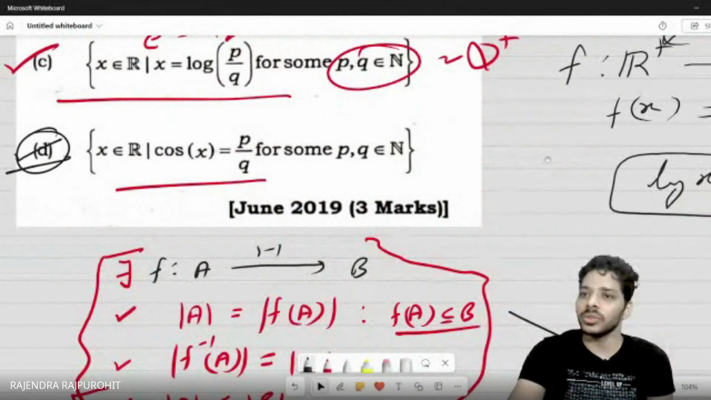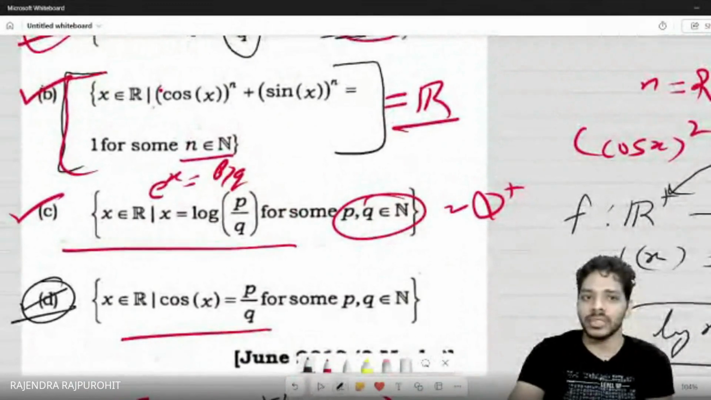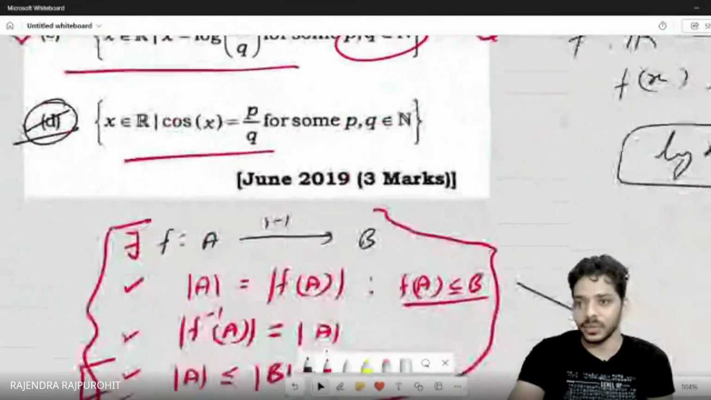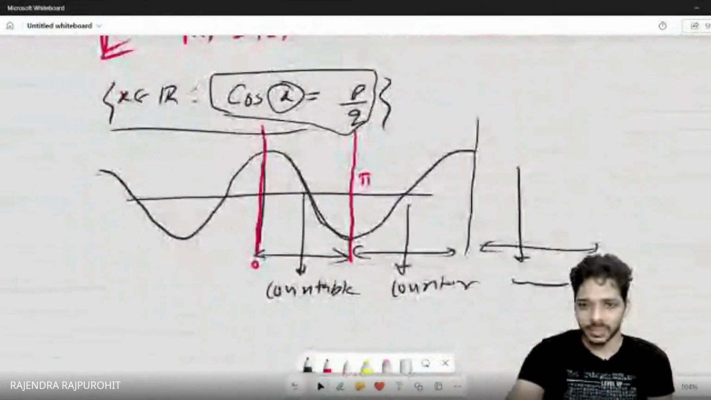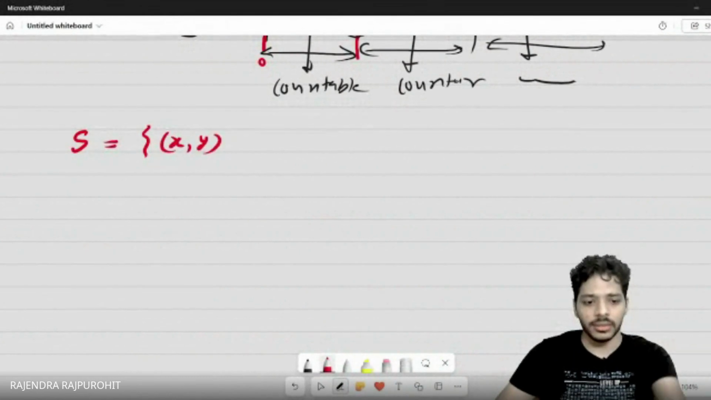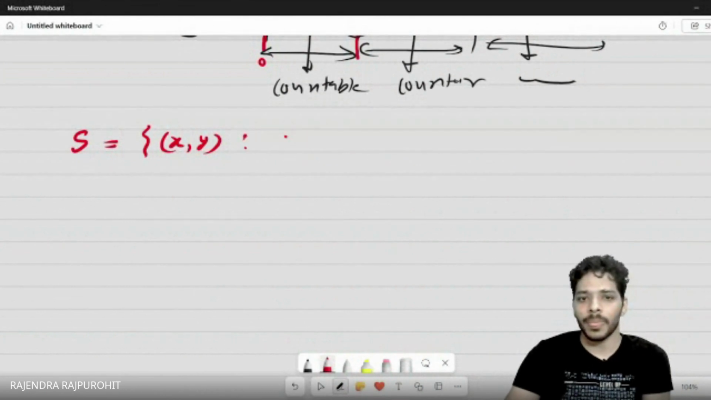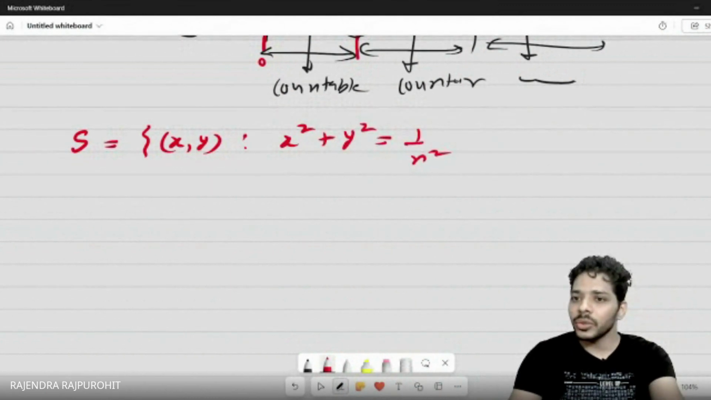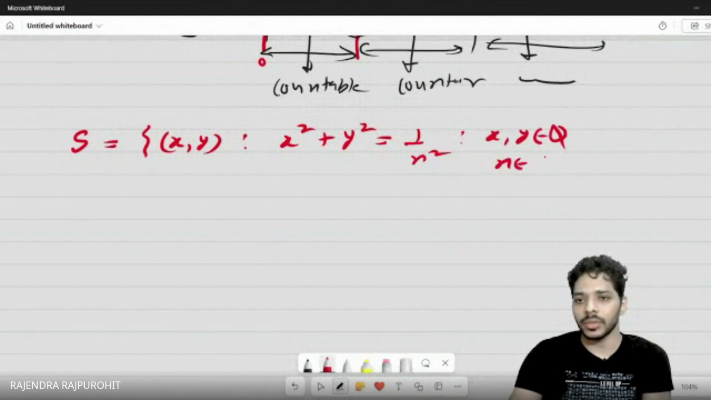So the actual correct answer is C only, but we are interested in knowing the reasons behind the other options. Now I have a question from the doubt section. Let us discuss that as well. If any of you have any query, you can also put it in the comment section. The question is: take a set S collecting all those real numbers x, y such that x square plus y square equals 1 upon n square, where x and y both belong to Q and n belongs to N.